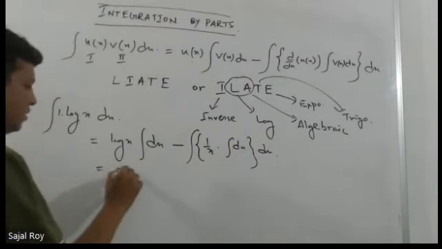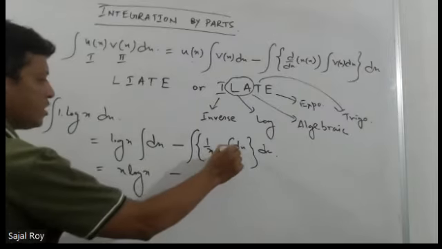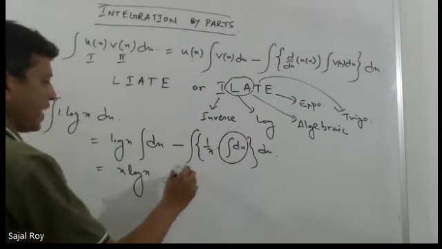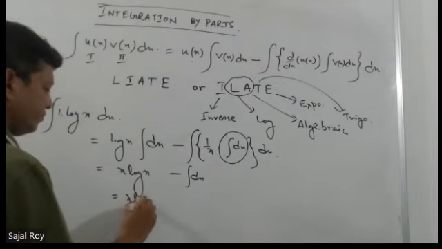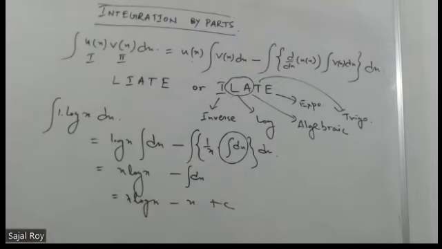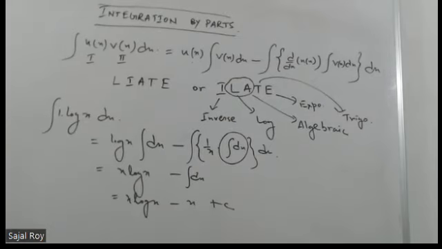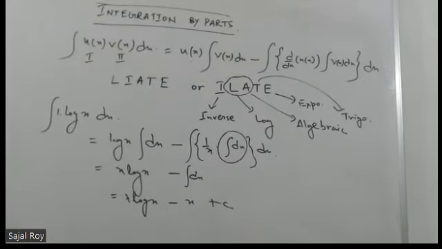Correct? Actually ln x. So integration of dx will be x. The x cancels. So it is x log x plus C, the integrating constant. So that is the use of the integration by parts rule.